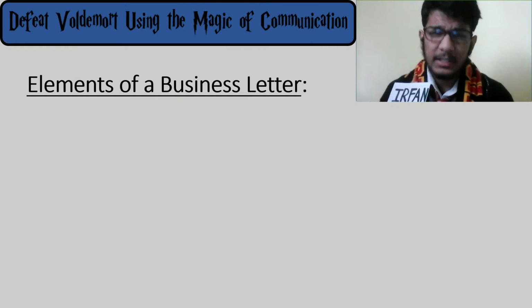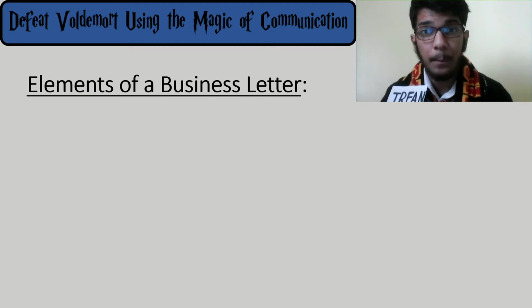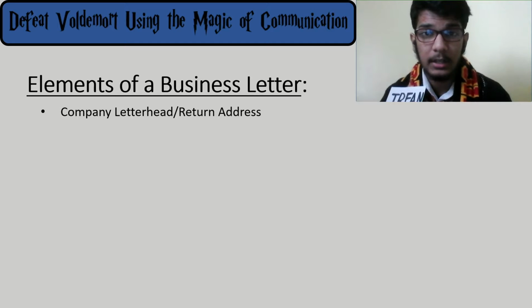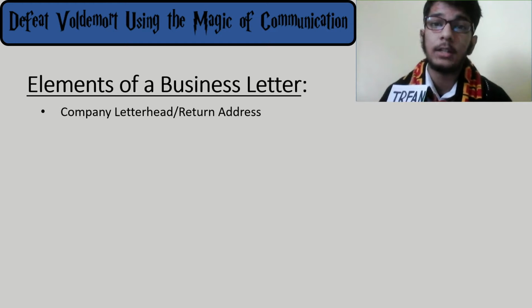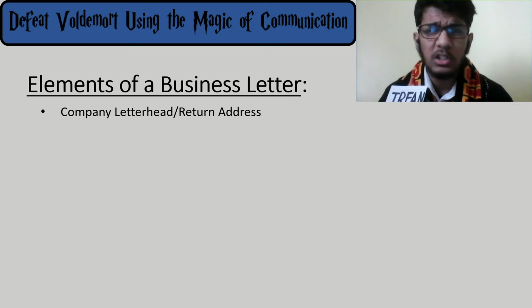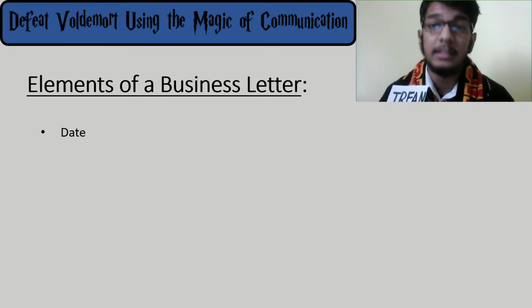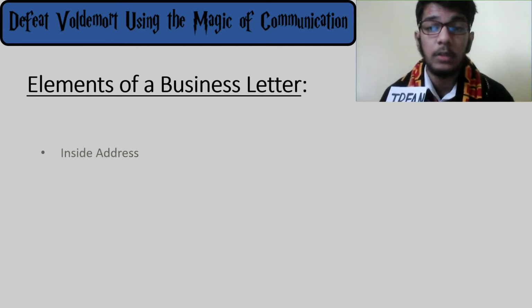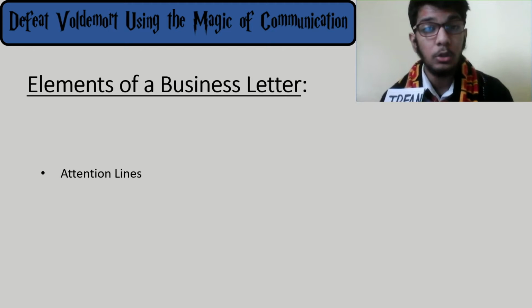The first step of this spell requires learning the elements of a business letter. And the first step in the elements of the business letter is to write your address. This is used just in case a mistake were to happen in delivery. The next step is to write today's date, then followed by the address that you are intending to deliver to. Next, write the attention lines, as they're used to direct the message to the correct person.